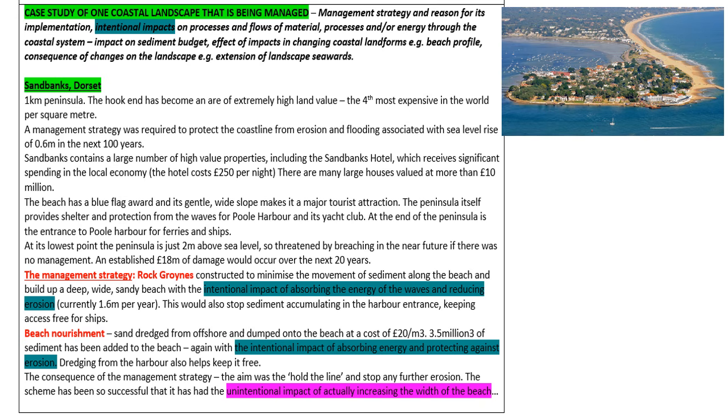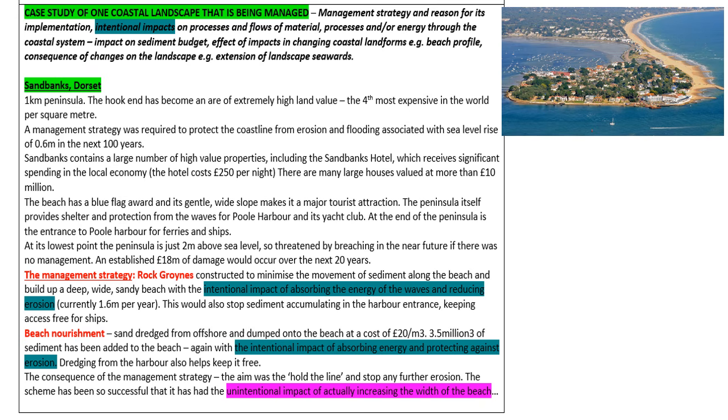Finally, we need a case study of one coastal landscape that's being managed. And our example is Sandbanks in Dorset. And we need to be able to talk about intentional and unintentional impacts of what humans have done. So this is a 1 kilometre peninsula. The hook end, as you can see in that picture there, is extremely high land value, the 4th most expensive in the world per square metre.